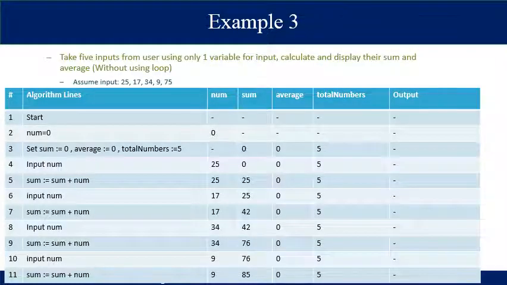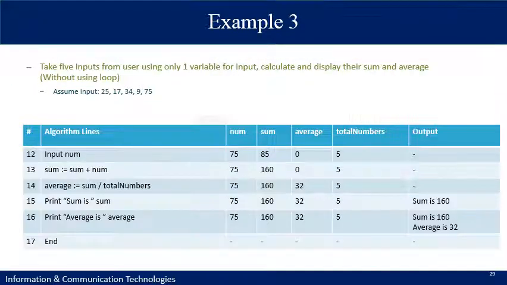So here is the trace table for this algorithm, and you can see we have used only one number variable, which can be repeatedly used with another value at each step. So finally we get the sum again, which was 160, and the average is 32.